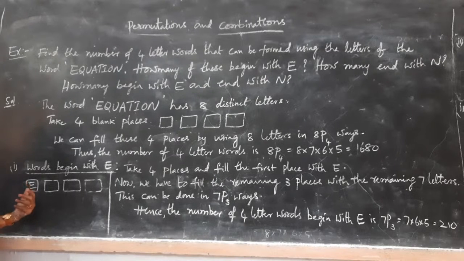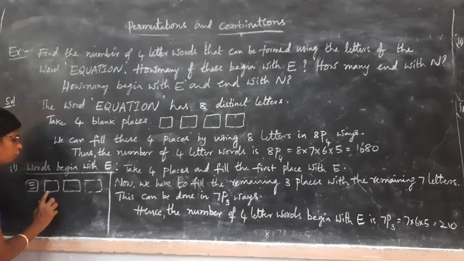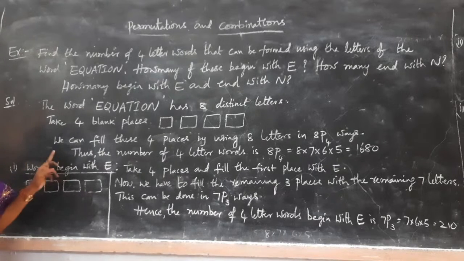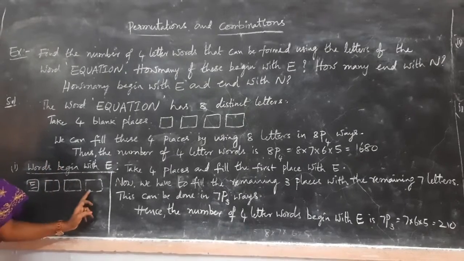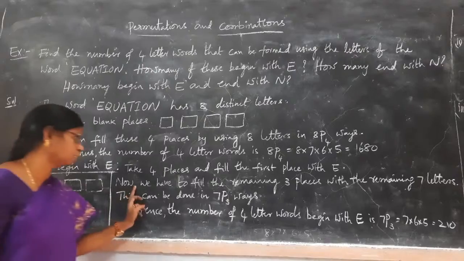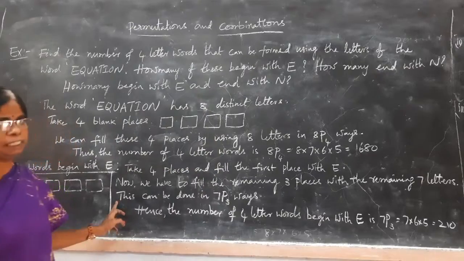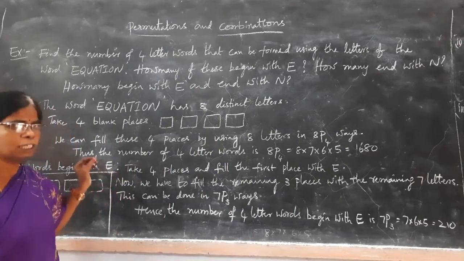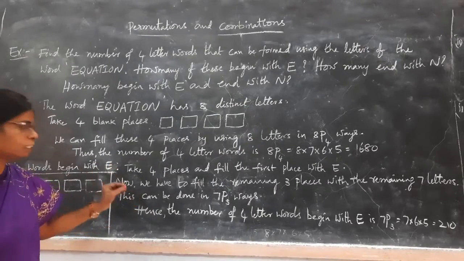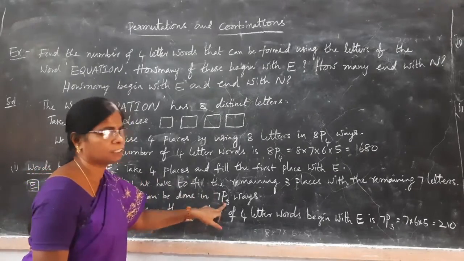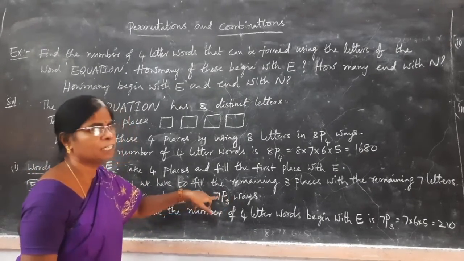Okay, we have put E here. Next, see, how many are there? There are 3 blank places. Out of the total 8 distinct letters, if E is gone, how many remain? 7 distinct letters are there. Using those 7 distinct letters we have to fill these 3 blank places. We have to fill the remaining 3 blank places with the remaining 7 letters. How many ways can this be done? In 7p3 ways, because there are 7 letters and 3 places to fill.